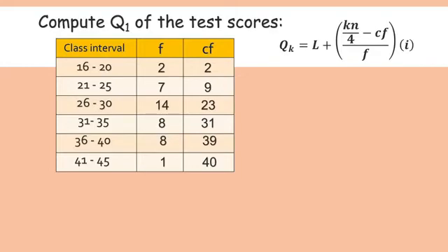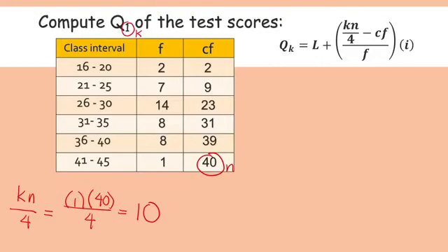The value of K is 1. The value of N is 40. So we will be using the formula Kn over 4. Our K is 1, our N is 40, divided by 4. This will give us how much?